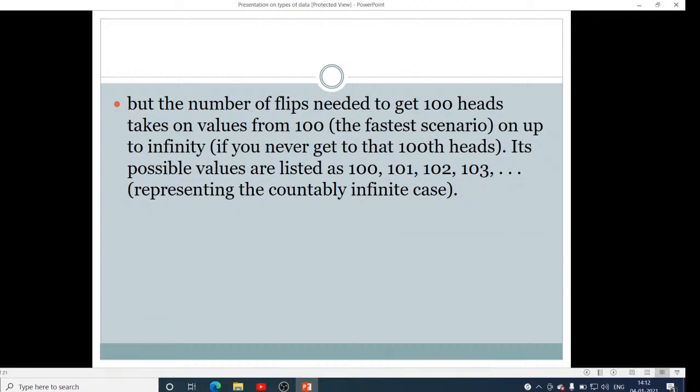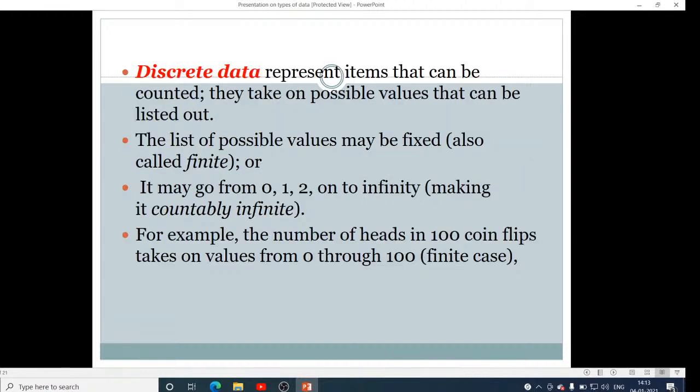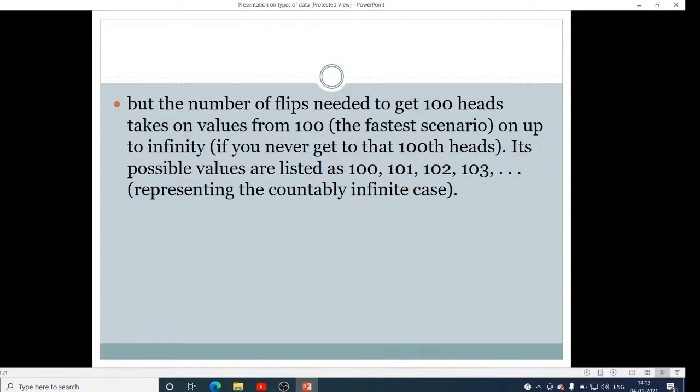But the number of flips needed to get 100 heads takes on values from 100 up to infinity. If you never get to that 100th head, its possible values are listed as 100, 101, and so on, representing countably infinite data. Finally, discrete data represent the counted. We can count the items, possible values that can be listed out. So we can count from 0 to some infinite case or some finite case. So this is the discrete data, one type of quantitative data.